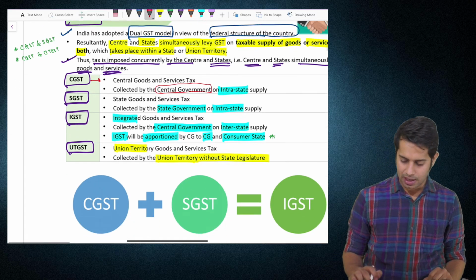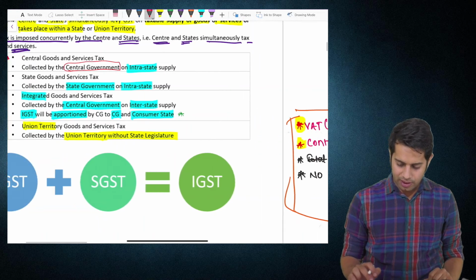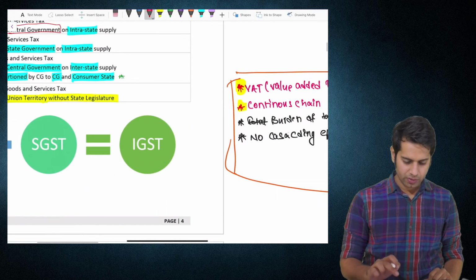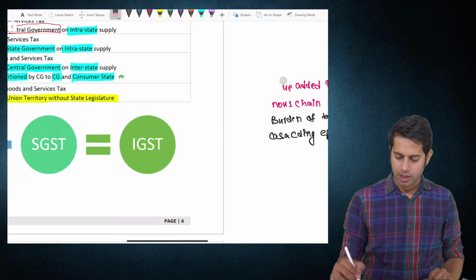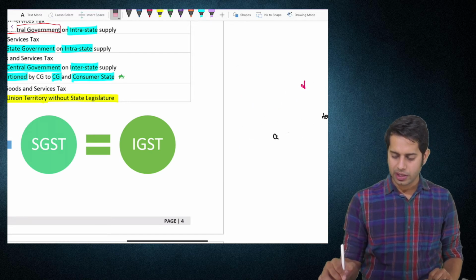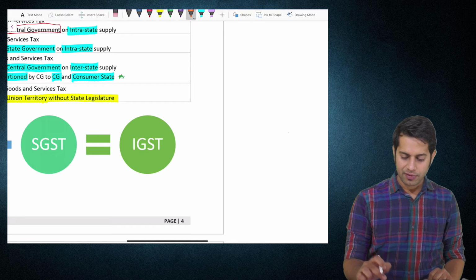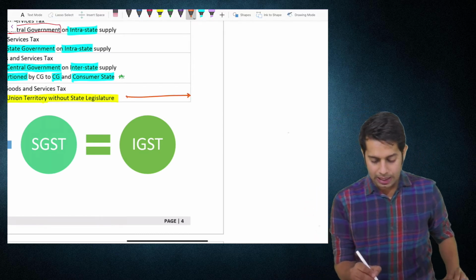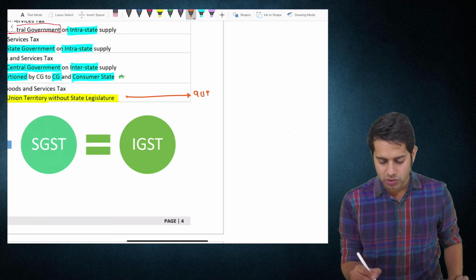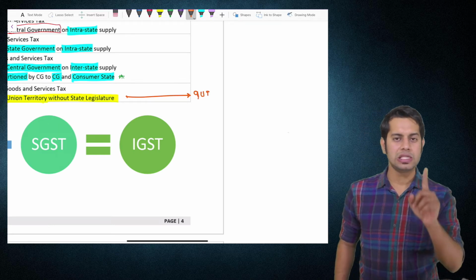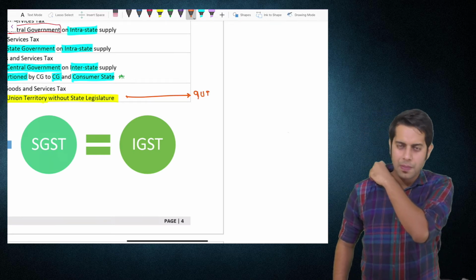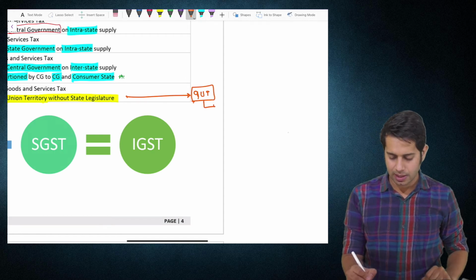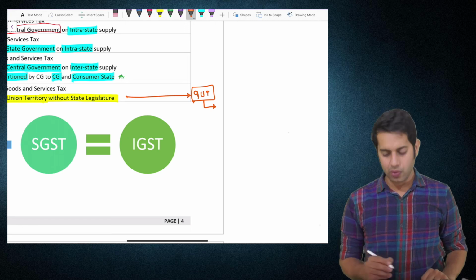What do you mean by this, sir? In India, we have different union territories, correct? I'll just write it over here. In India, how many union territories do we have, sir? As on today, we have totally 9 union territories. Actually, it is 8 union territories. Last year, one union territory got merged with another. So we have totally 9 union territories.